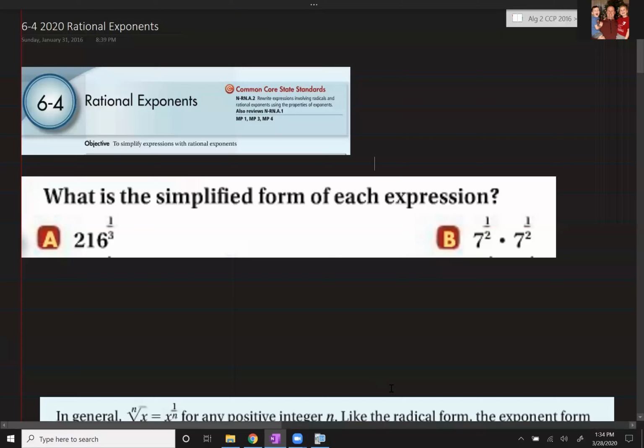All right, for our next lesson, we are going to work with rational exponents, and all that means is rational is like a rational number. So that means we're talking about fractions. So as we look into the exponent, we're going to see some fractions here.